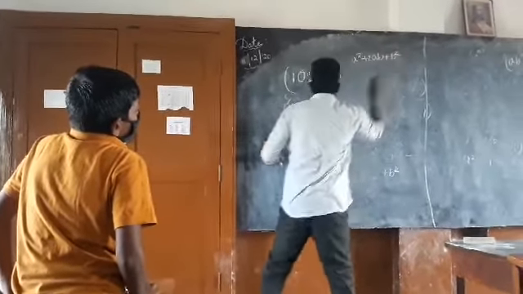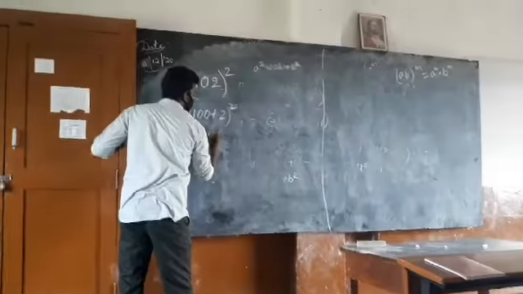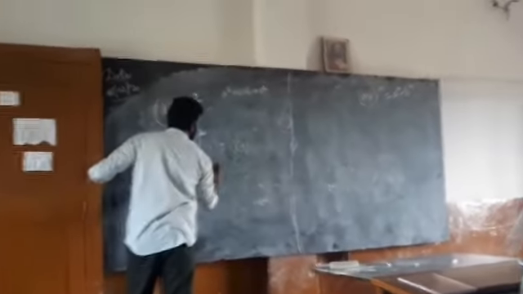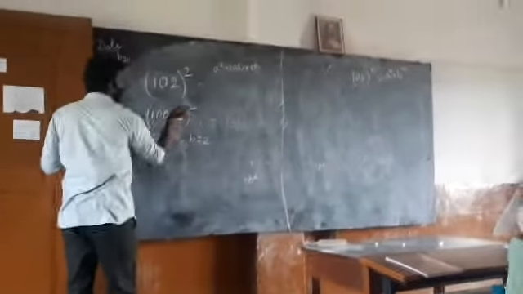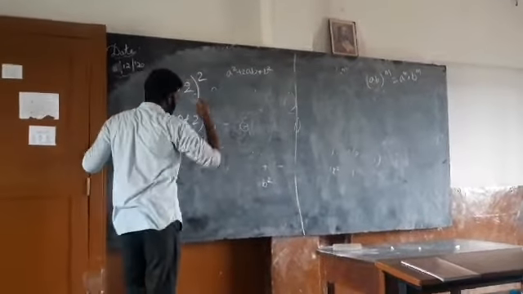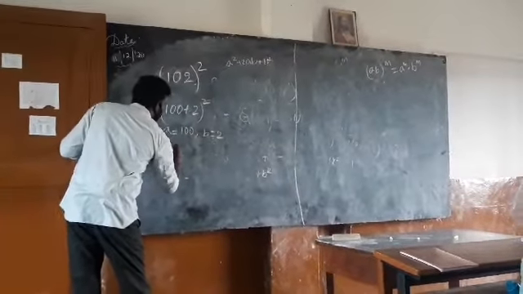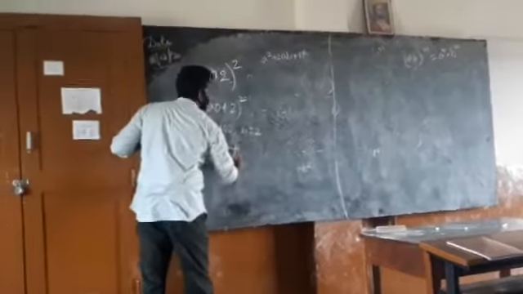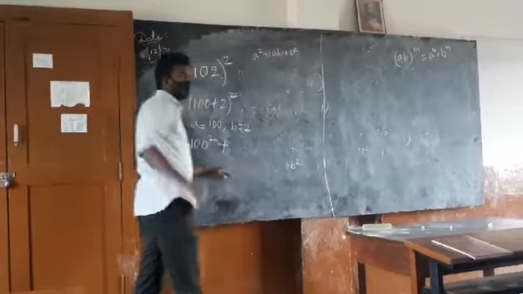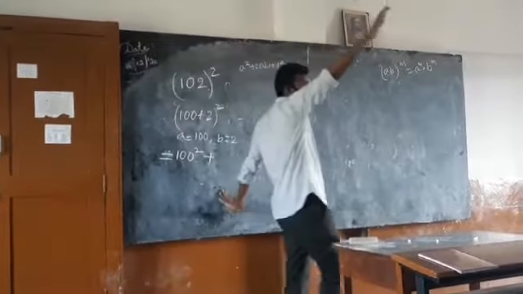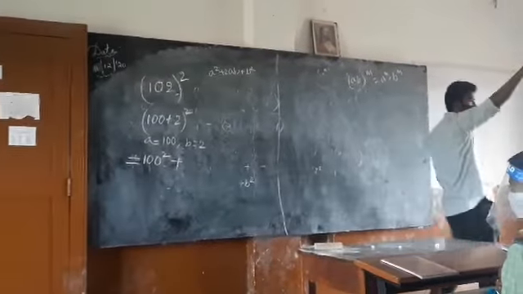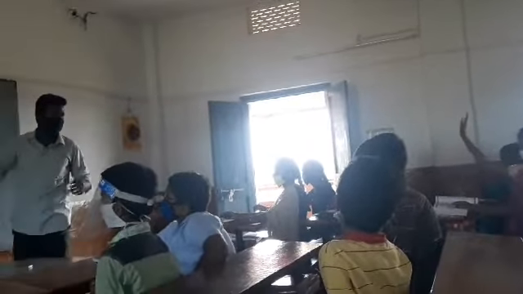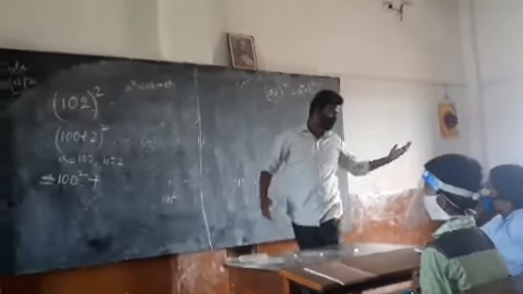So, what is the a here? 100. What is the b here? 2. Very good. So, a plus b whole square is 100 plus 2 whole square. Put that in there. 100 square plus 2ab. Who is going to tell me that 2ab expression? A is 100, b is 2.